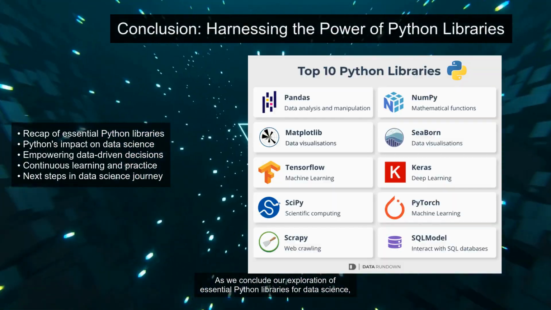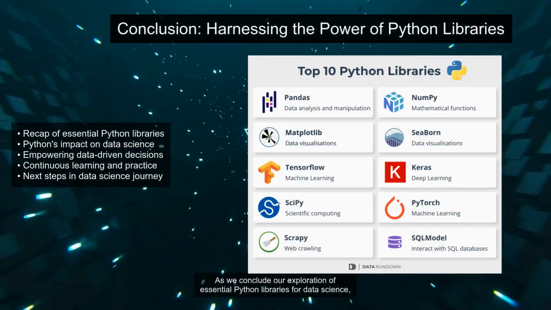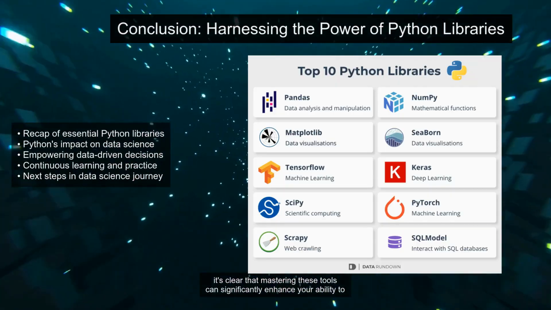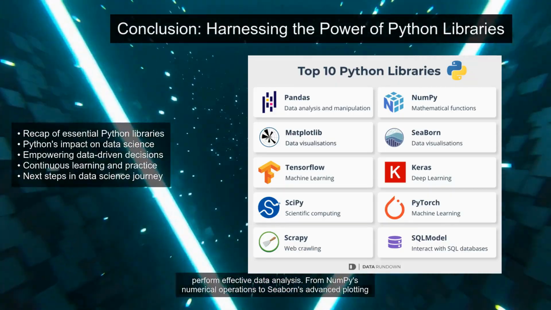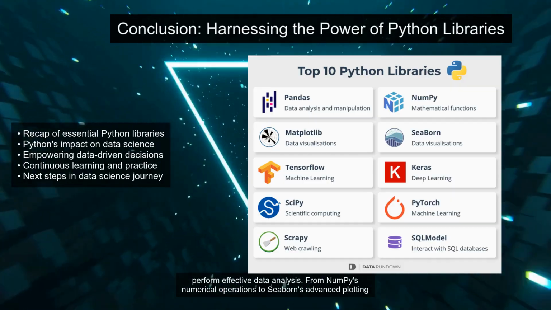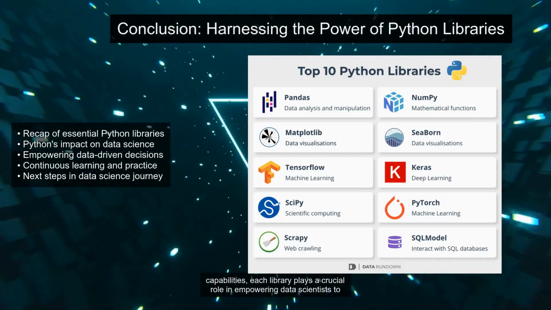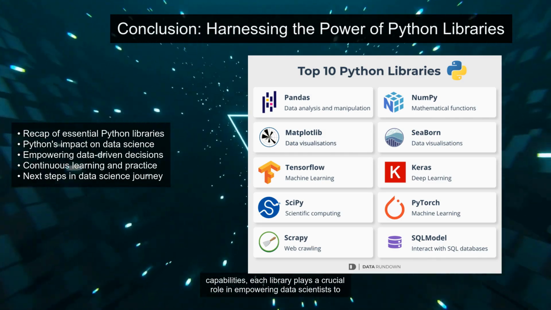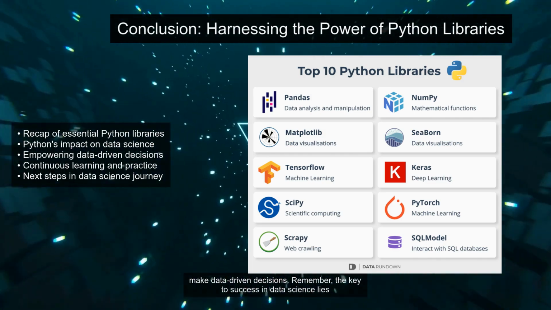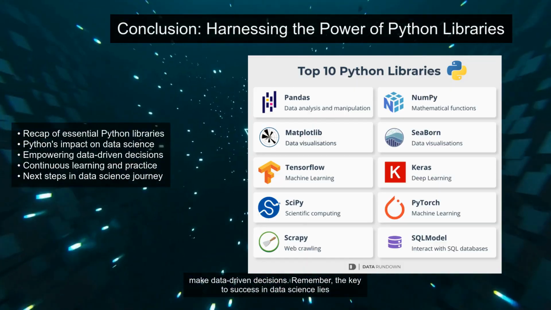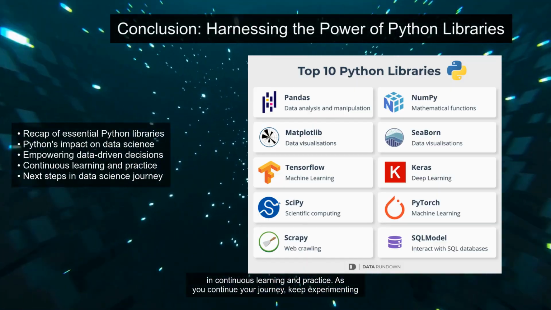As we conclude our exploration of essential Python libraries for data science, it's clear that mastering these tools can significantly enhance your ability to perform effective data analysis. From NumPy's numerical operations to Seaborn's advanced plotting capabilities, each library plays a crucial role in empowering data scientists to make data-driven decisions. Remember, the key to success in data science lies in continuous learning and practice.